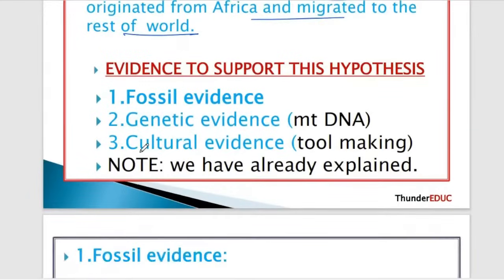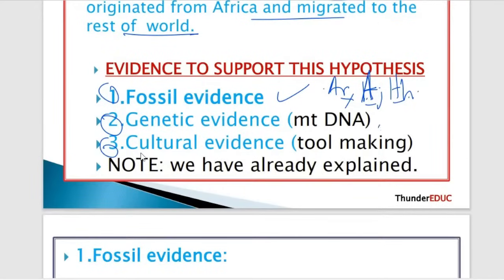Now, when they talk about evidence to support that, it is fossil evidence, genetic evidence, and cultural evidence. Fossil evidence: you talk about the oldest fossil, Ardipithecus, Australopithecus, and Homo habilis. All of them were discovered in Africa only. Ardipithecus, Australopithecus, and Homo habilis were only discovered in Africa.